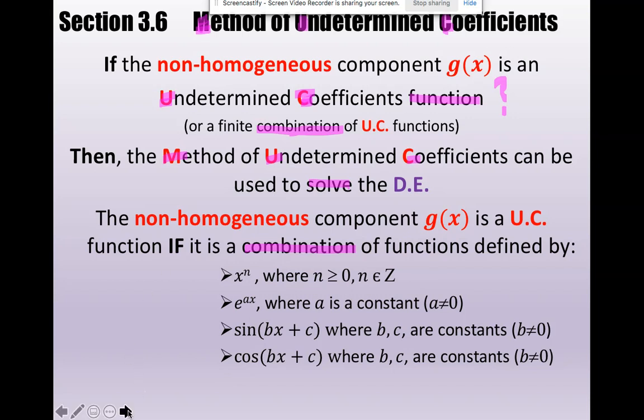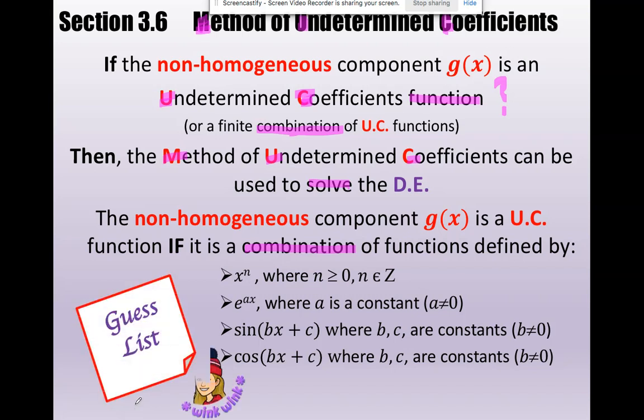But this is what I call my guest list. It's like, who am I going to bring to the party? Where am I going to choose from? Only I don't call it a guest list, I call it a guess list. Wink, wink. So when I can use the method of undetermined coefficients, the non-homogeneous piece, the right-hand side of the differential equation, has to be from this list or a combination of functions from this list.